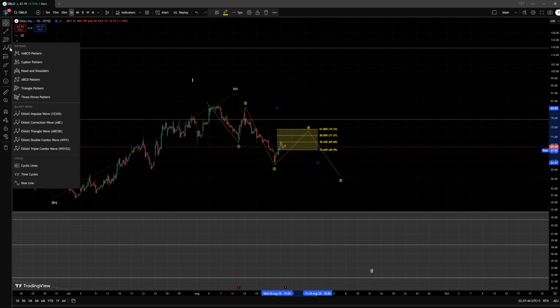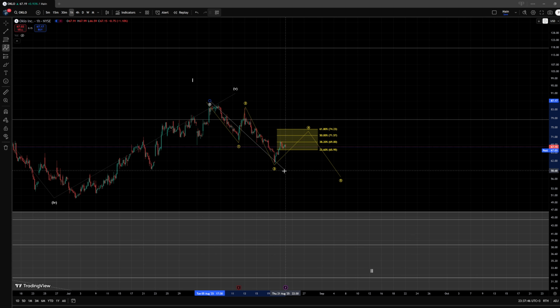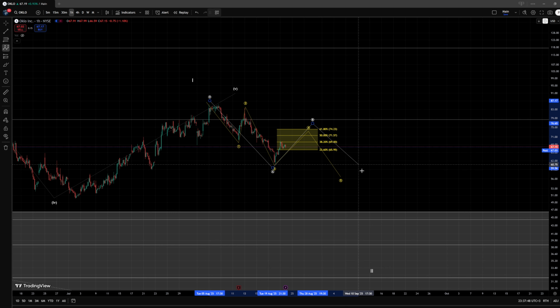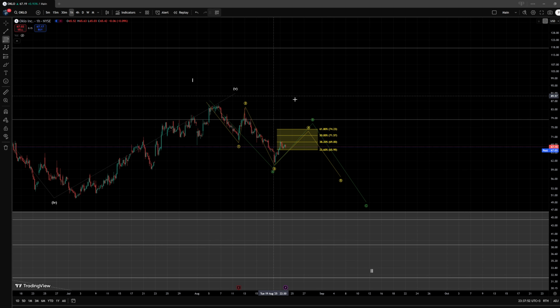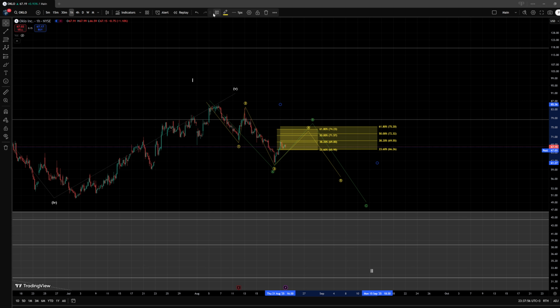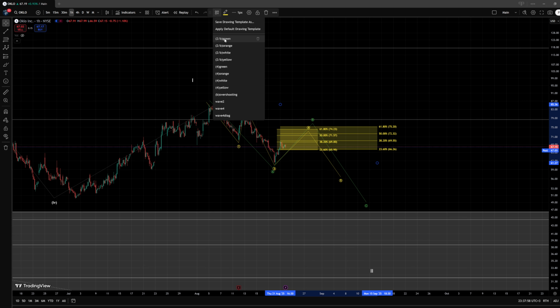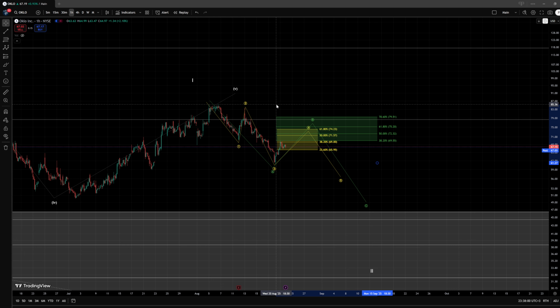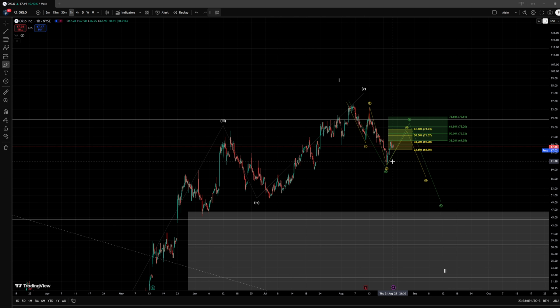Let's consider the idea that we have an A wave complete here, we are looking for a B wave and then another C wave to the downside. Let's actually use green for this. I could have kept the green for the previous one, but oh well. And then I would be looking to find resistance in the area between $69.5 up to around $79.5. It could go higher. It's a B wave.